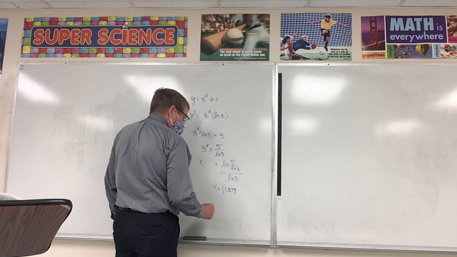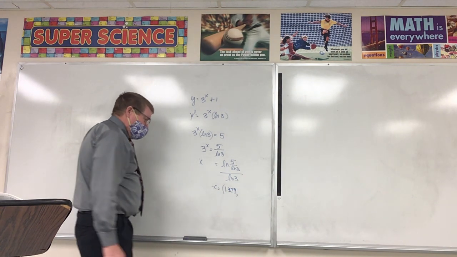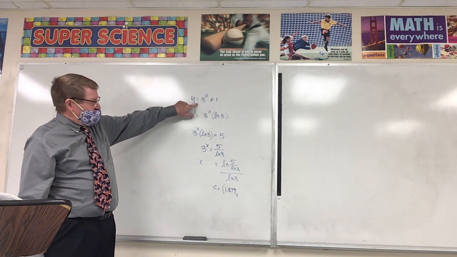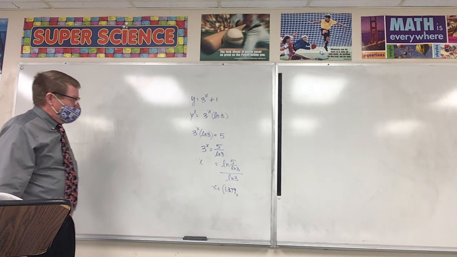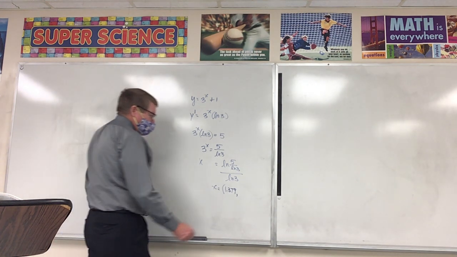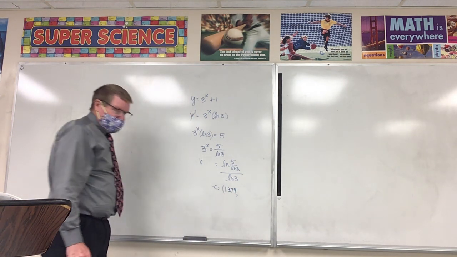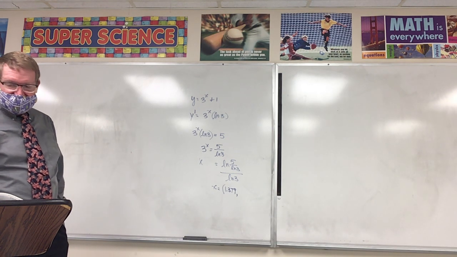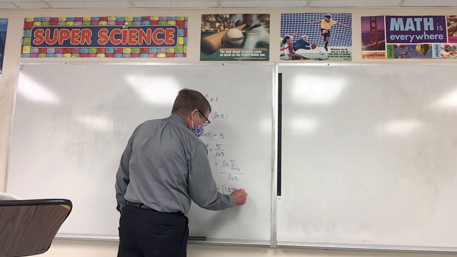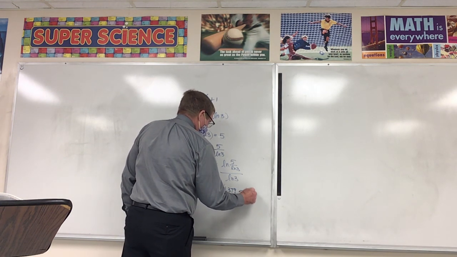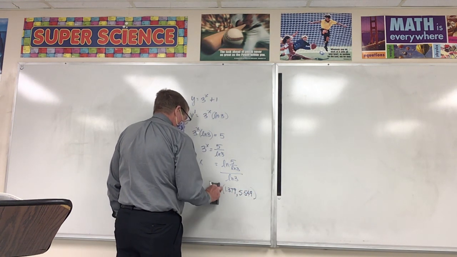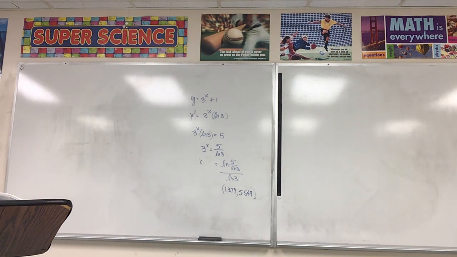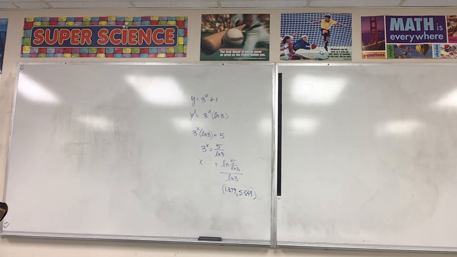1.379, you said? Yes. So how do I find my y? Plug it back into this equation. So we take 3 to the 1.379 and add 1 to it. That's 5.549. So that's where the tangent line is parallel to the line y equals 5x plus 1.